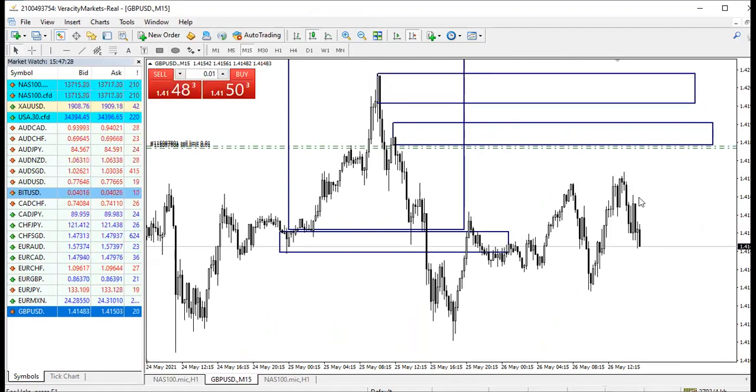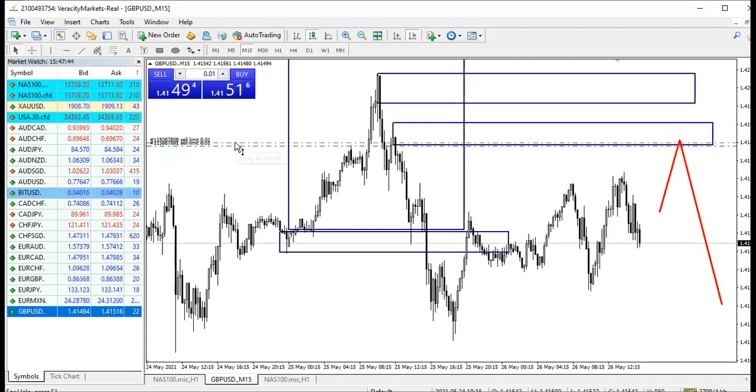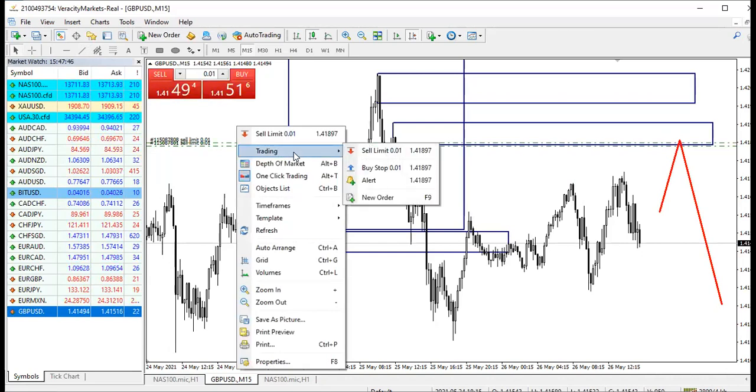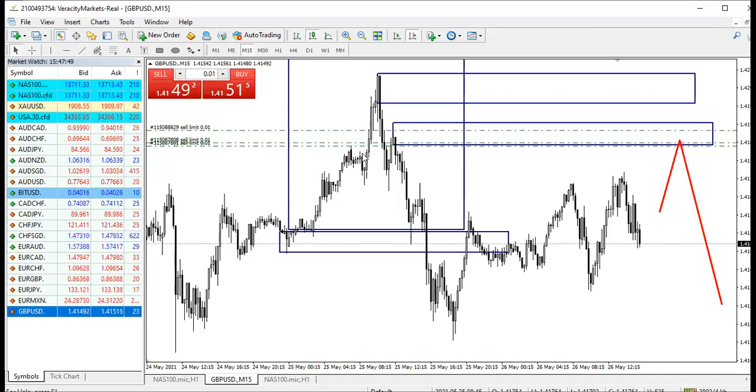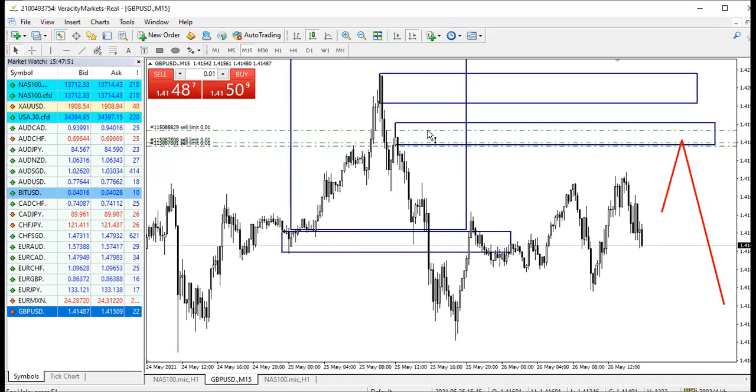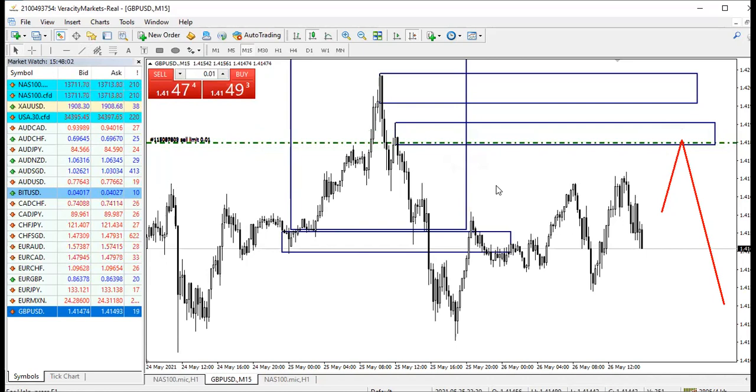You see, the market is still here. Maybe at that time, when the market reaches this zone, I won't be on my charts. So I know that when the market comes to this zone, it must sell. So I'm placing my sell limits. I go to my trading, I find sell limit, I place it, so I can move it anytime. When the market reaches this zone, it must trigger my zones before it goes down, so it will automatically open the sell order.